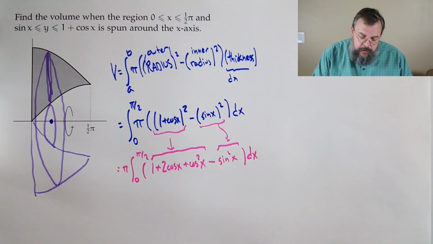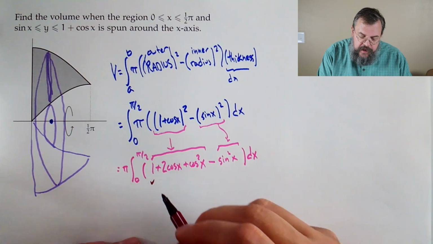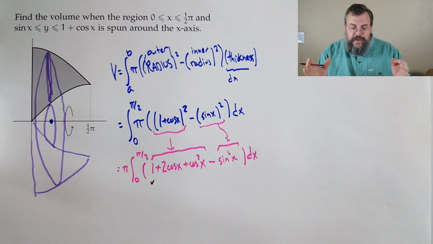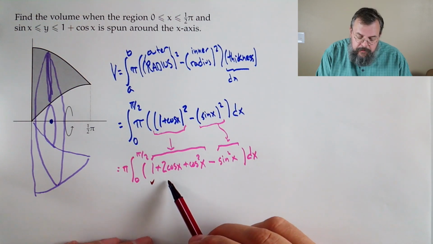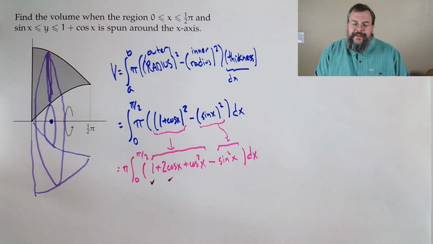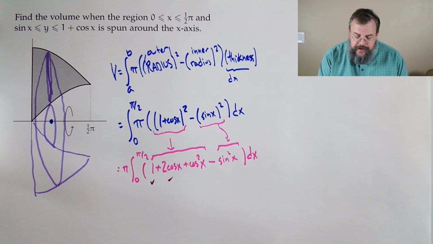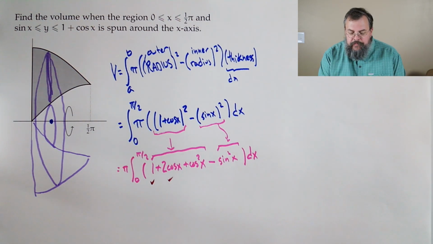Now, let's see. What are we happy with? Well, 1, we're happy. That's easy to integrate. That's what I mean by happy: things where we can integrate. Cosine of x, beautiful. We know how to integrate that. Cosine squared? No, we don't know how to integrate that, not really. Sine squared? Kind of similar.